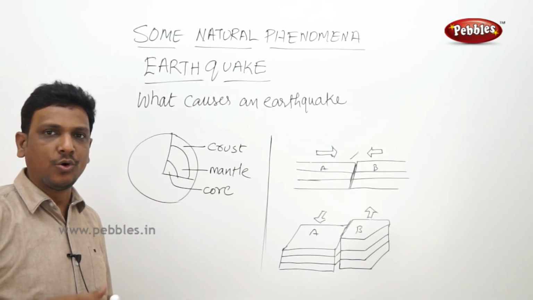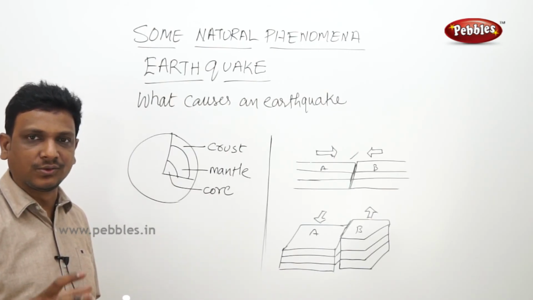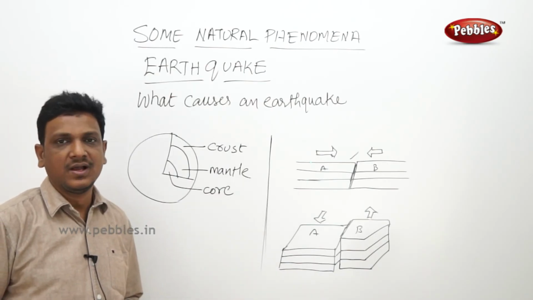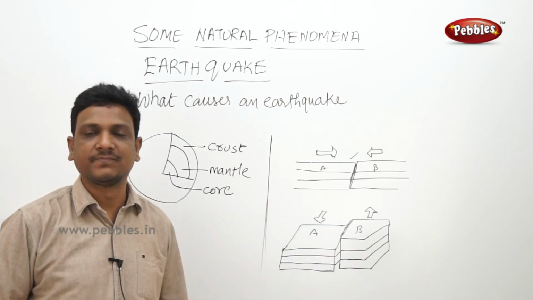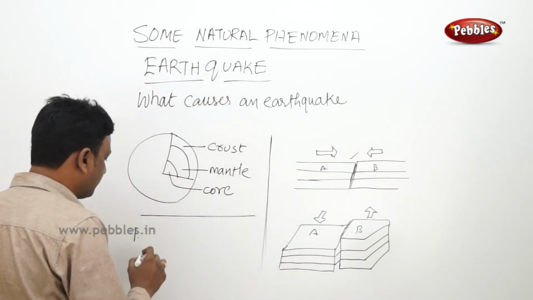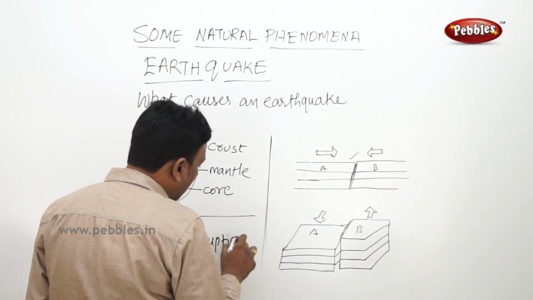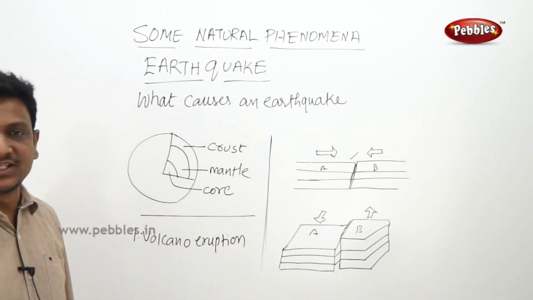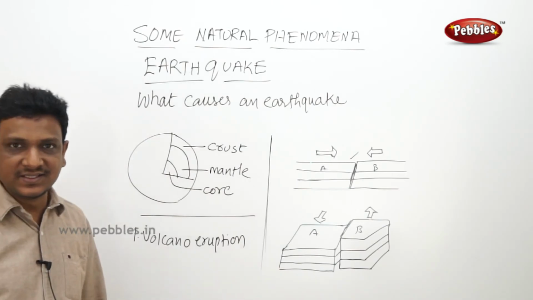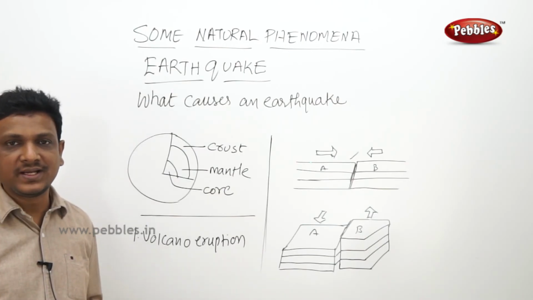You may get a doubt: does only the movement of the plates, that is the brushing or colliding, bring the earthquake, or is there anything else? Of course, there are other reasons also for earthquakes. What are they? One, volcano eruption. If a volcano erupts, it may lead to an earthquake. Especially undersea earthquakes happen because of volcano eruptions. Under the sea, some volcano may erupt, and this may lead to an earthquake and tsunamis.